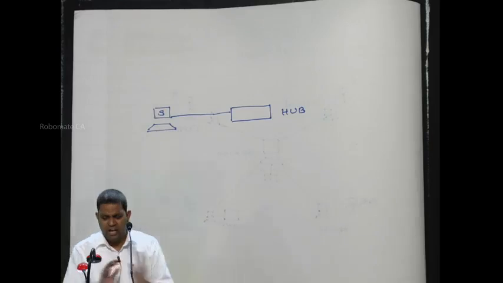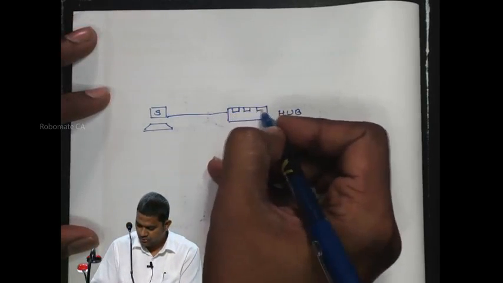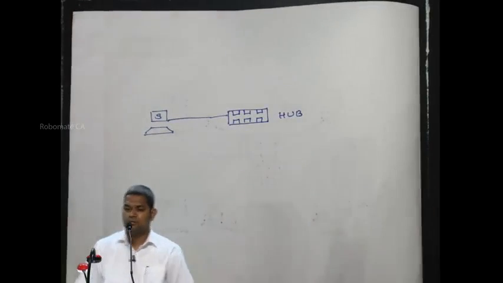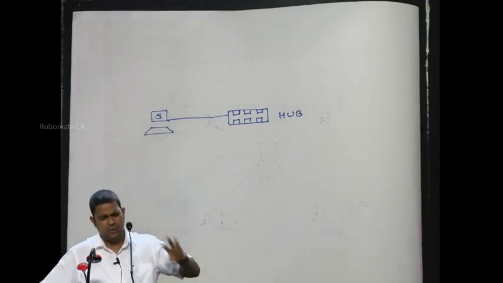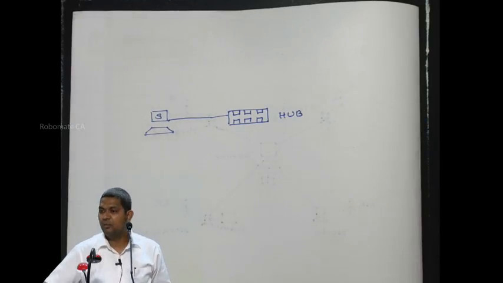Hub is that thing where you will be getting n number of ports. You'll have many ports, say 1, 2, 3, 4, 5, 6. For diagram purposes, I am showing only 6. And there are 16, there are 32, there are 64 port hubs. All these ports are available.